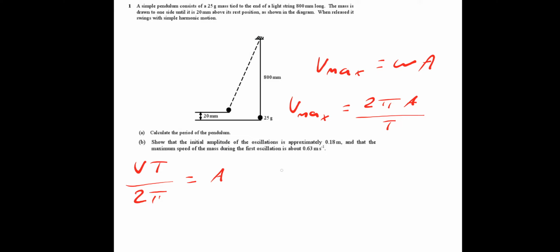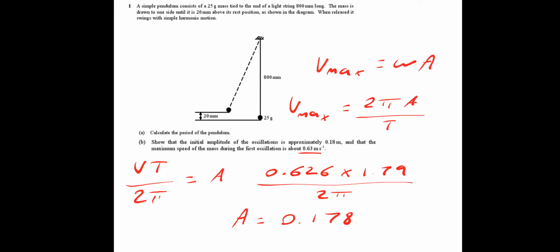So let's just put our numbers in. The v from earlier, 0.626. If you used 0.63, it's okay, it's no big problem. Multiplied by the time period, which was 1.79, divided by 2 pi. And that will give the amplitude. And the amplitude is 0.178 meters, which is approximately equal to the 0.18 meters that was required. So hopefully that went okay.